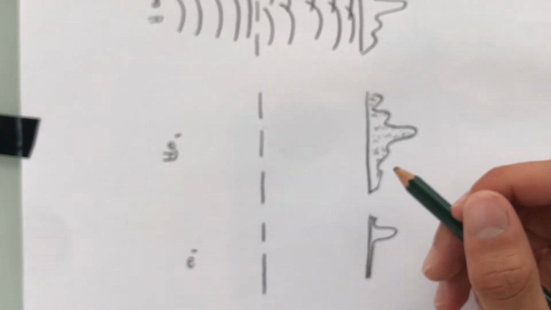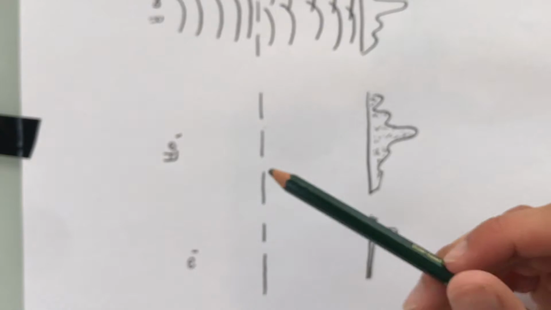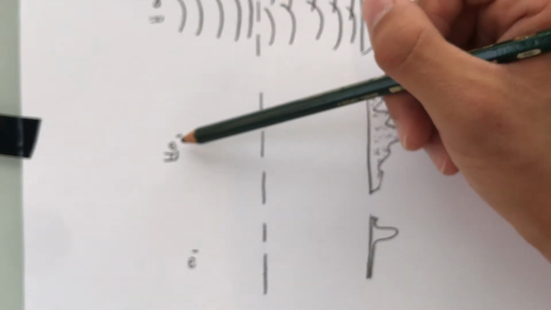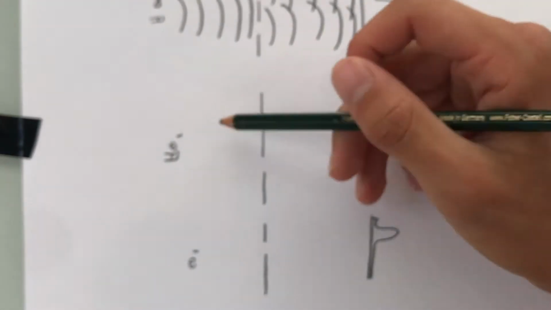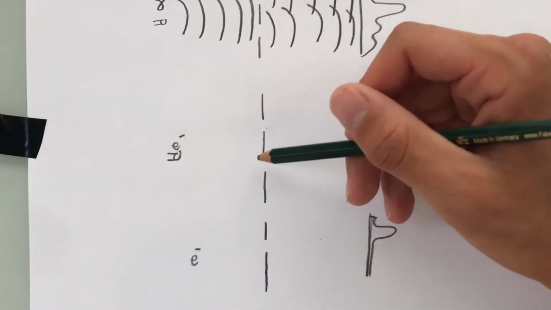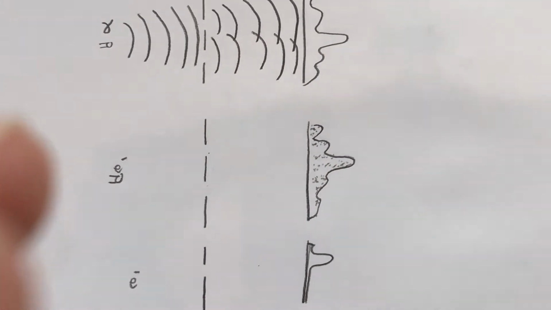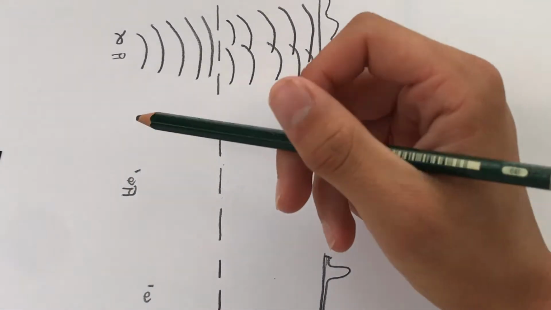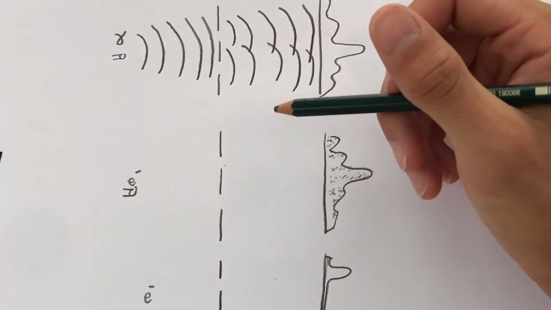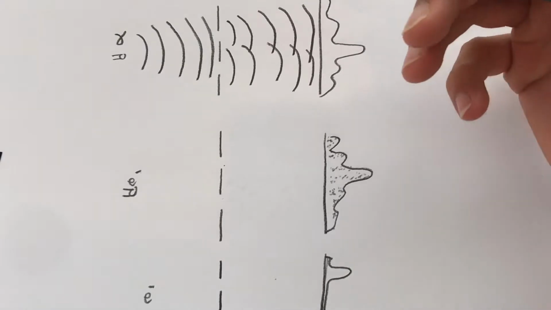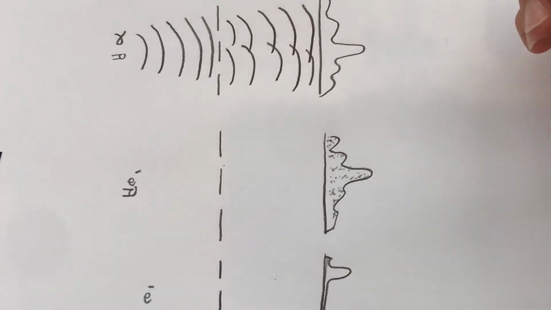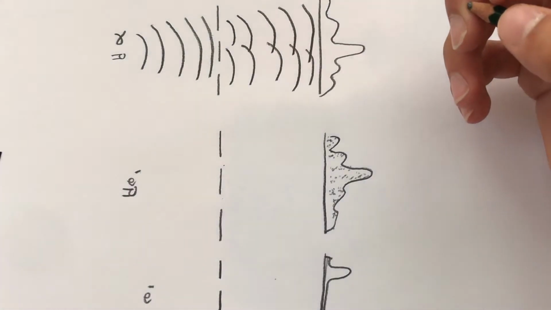So how did this happen? The electron interfered with itself because it has wave-like properties. And this is the core idea, the fundamental idea of wave-particle duality and quantum mechanics in general.